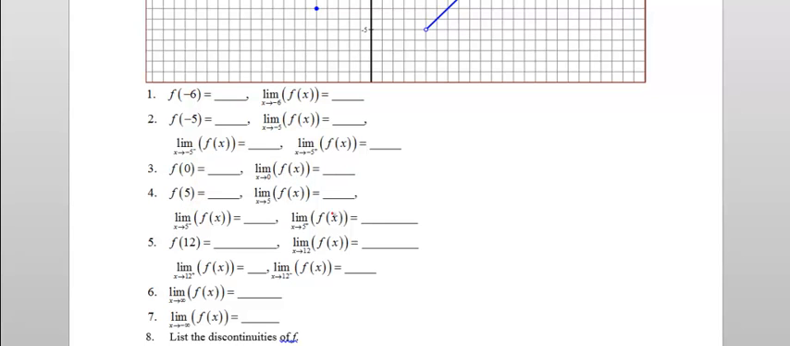And then look at what happens at 5. What is f of 5 and what about the limit as you go to 5? Full limit and one-sided limits. Do they exist or not? And at 12, infinity, minus infinity. And just look at all the discontinuities there.